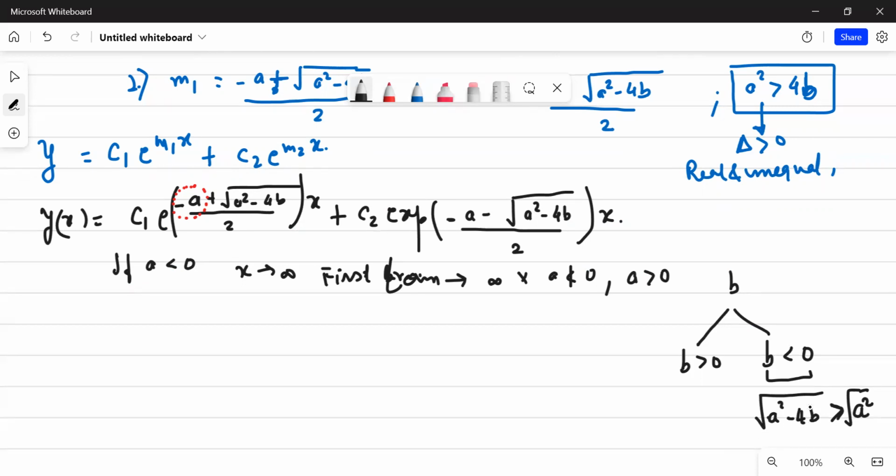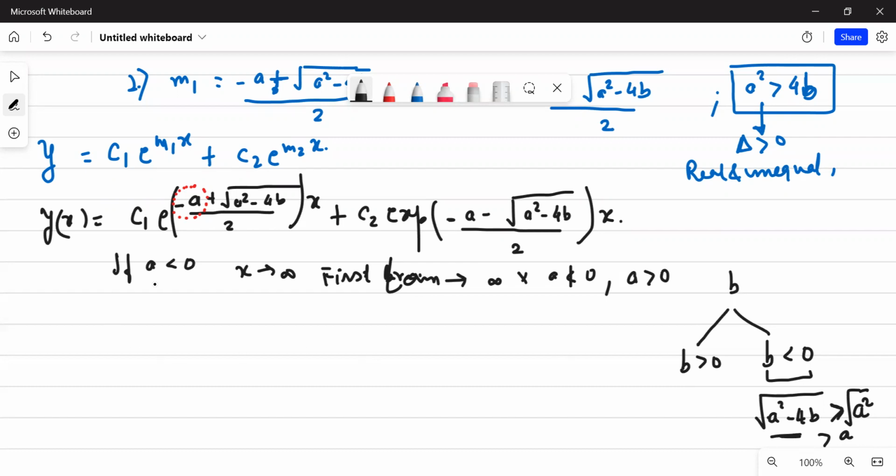You are adding a positive number to a positive number, because if b is less than 0, then minus 4b will be positive, a square is positive, a square plus a positive number will always be greater than root over a square. So in any case, this term would be greater than a. Is that clear or not clear? Clear, sir. Okay, so now I'm taking two cases.